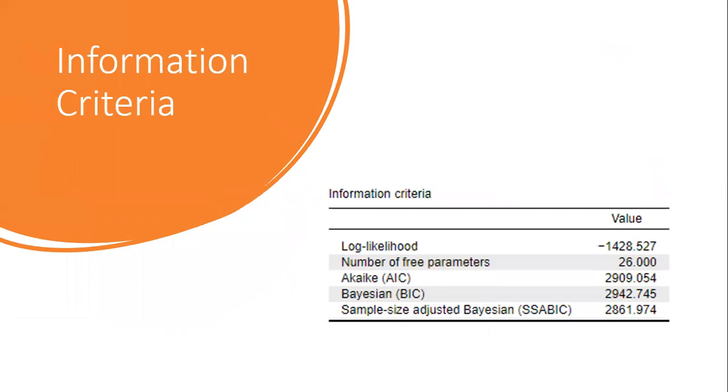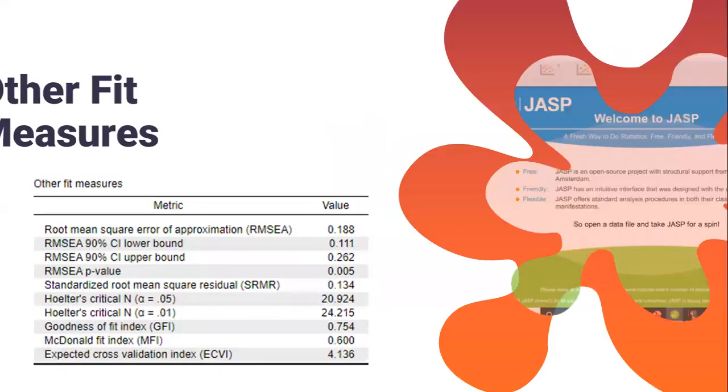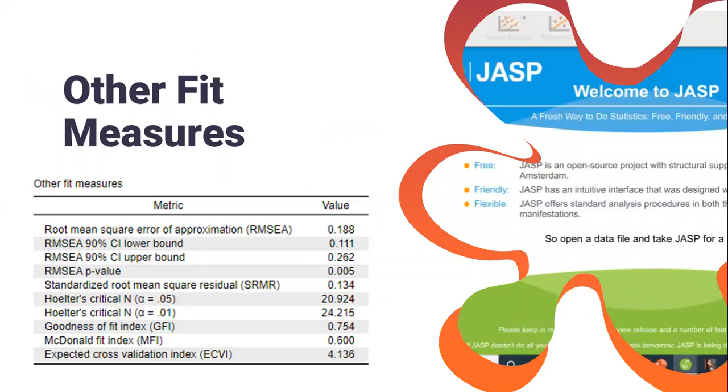And next, information criteria: log likelihood, number of free parameters, AIC, Bayesian, sample size adjusted Bayesian, and other fit measures: root mean square error of approximation, RMSEA 90% CI lower bound, RMSEA 90% CI upper bound, or confidence interval, and then RMSEA p-value, standardized root mean square residual, Hoelter's critical N at alpha 0.05 and 0.01, goodness of fit index or GFI, MFI, and then expected cross validation index, ECVI.